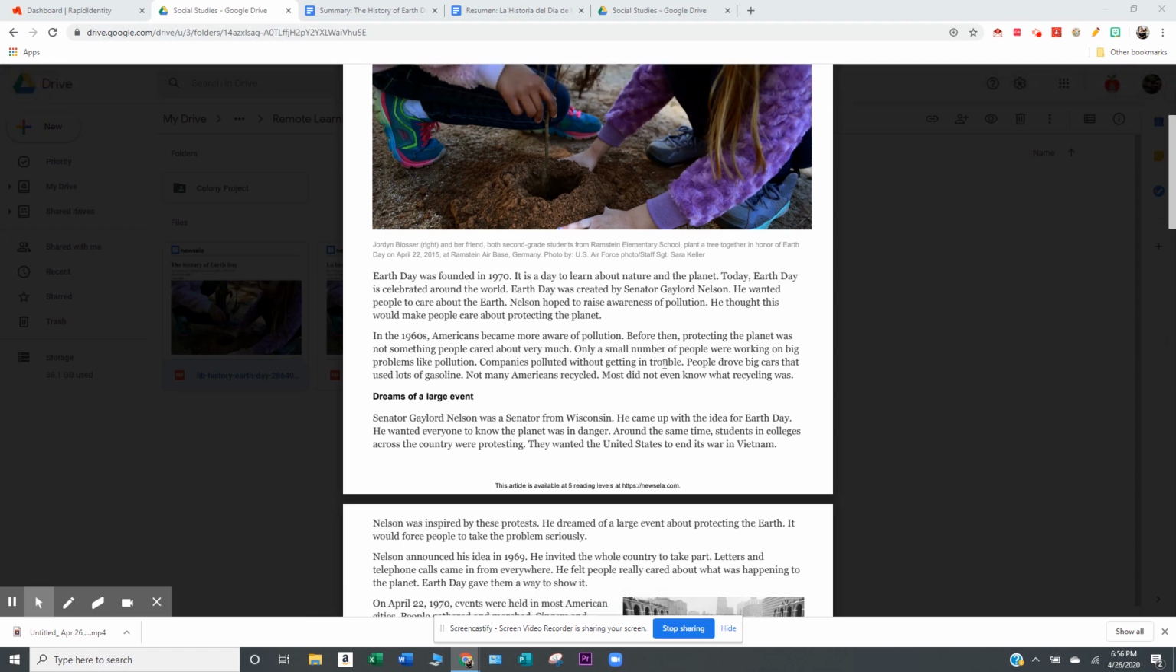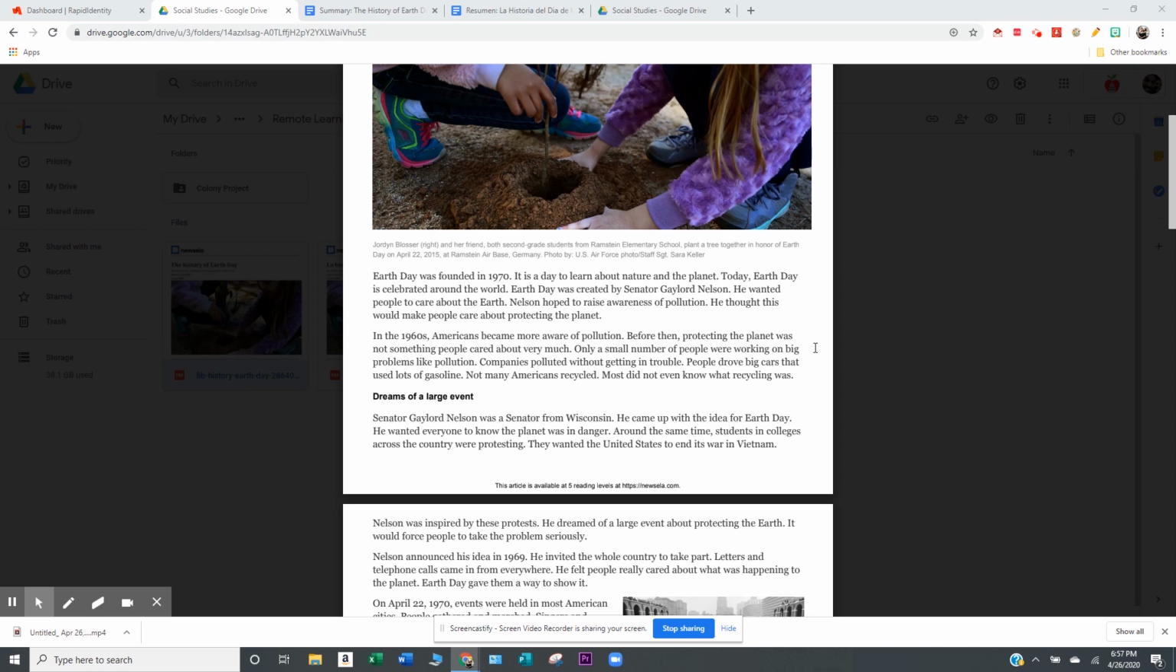Companies polluted without getting in trouble. People drove big cars that used lots of gasoline. Not many Americans recycled. Most did not even know what recycling was. So after reading the second paragraph, I'm realizing people didn't take care of our planet, and a lot of them didn't even know how to.